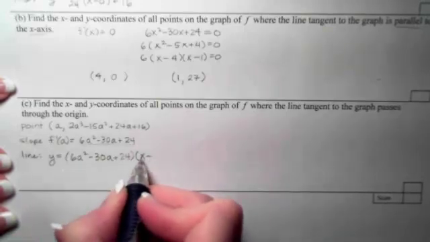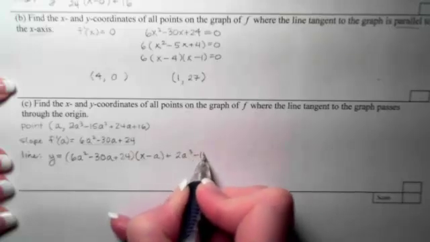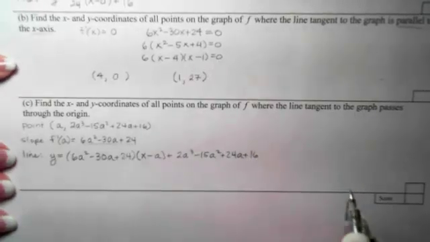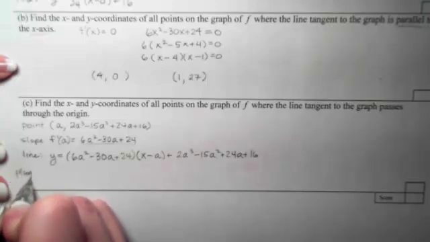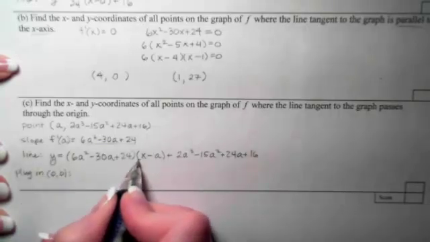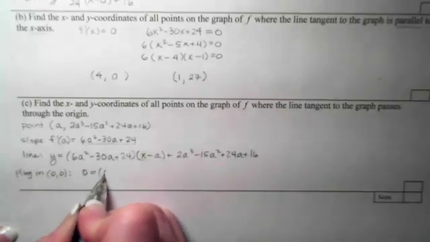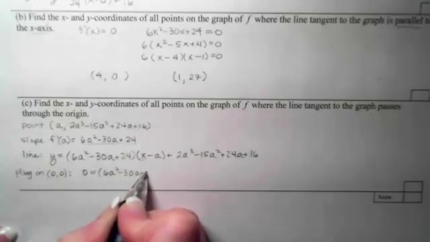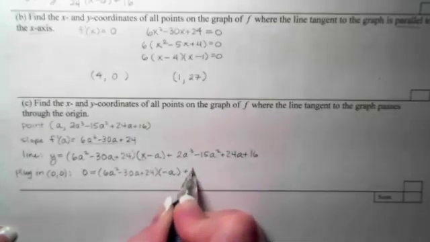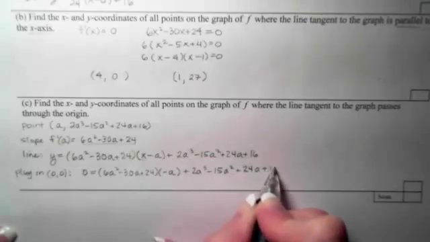So here's my slope at a times x minus a plus the y coordinate that goes with a. My next step, now that I have the general line, is to plug in the point that I pass through. The point that I go through is the origin. So my y and my x are both going to be 0, 0, and it will create a true statement. So I'll get 0 equals this 6a squared minus 30a plus 24 times 0 minus a, which is just negative a, plus 2a cubed minus 15a squared plus 24a plus 16.